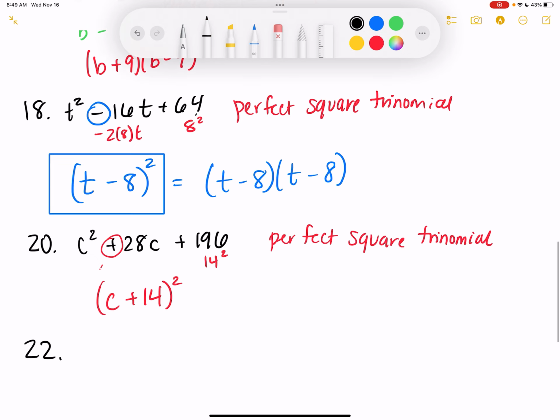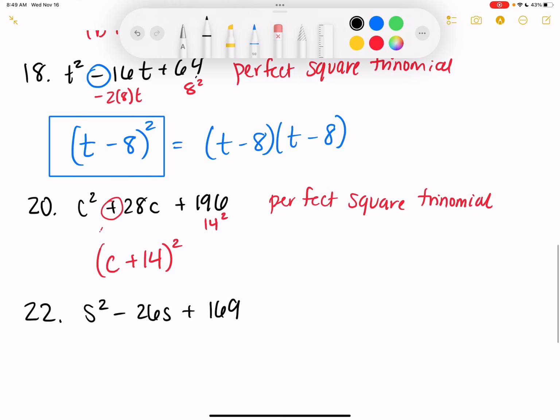All right, 22. S squared minus 26s plus 169. Oh, that's not fair. I gave you the answer. So what is my last term a square of? 13. So this is 13 squared. My middle term is 2 times a, which is s, times c, which is 13. 2 times 13 is 26, so my middle term's good. So this is a minus sign, so it's s minus 13, and that whole thing squared.